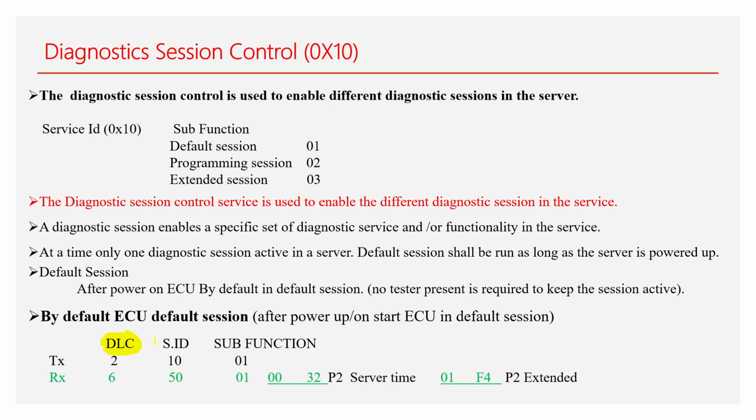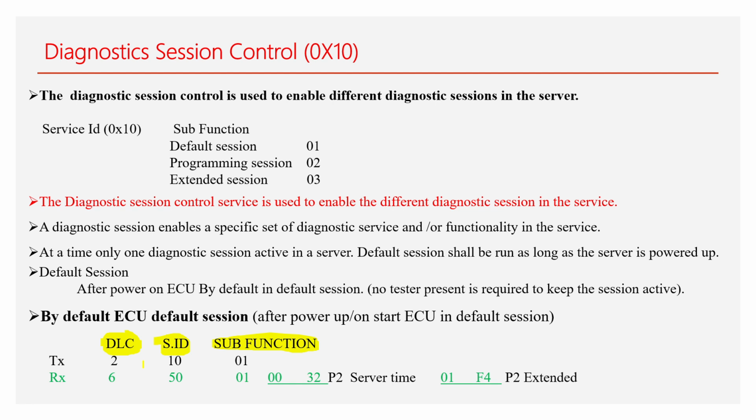And coming to here, the service ID, what is the service ID? And this is the subfunction, which subfunction we are using. These are the main parameters for the message request. In this message request we have different types of message requests.